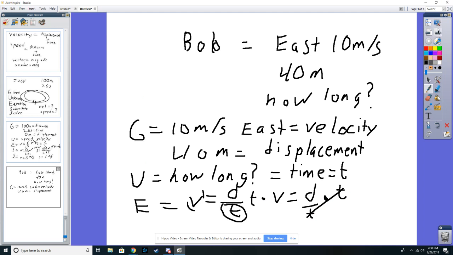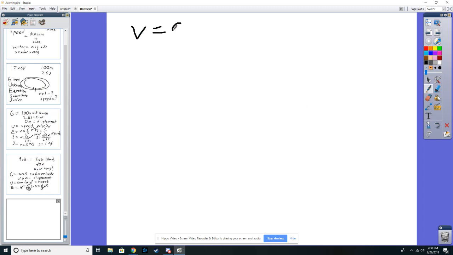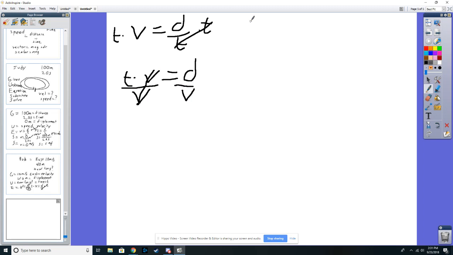So we're running out of room here. I'll rewrite that for you all. V equals d over t, multiply by t, multiply by t, and you end up with t times v equals d. Still not super helpful because we still want this t by itself. So what do we have to do? We have to get rid of this v. So what can you do? Divide that side by v, so both v's cancel, and then you divide that side by v, you end up with time is equal to displacement divided by velocity.